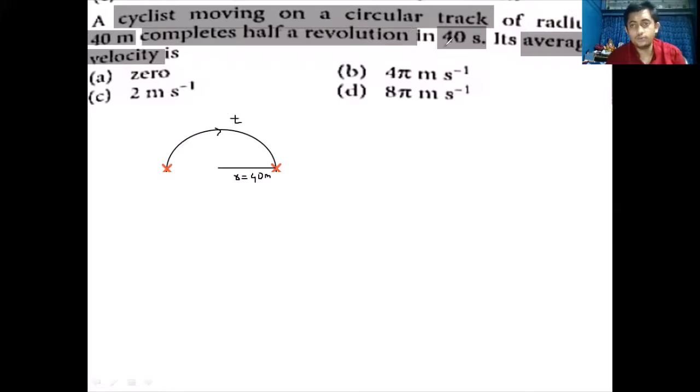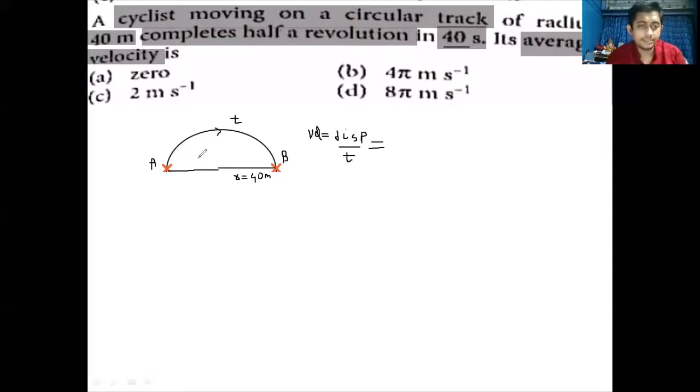So time is given to, that is 40 seconds. What is the average velocity? Now velocity, dear students, is nothing but displacement upon time. So velocity is displacement upon time. So what is the displacement that the cyclist has made? So the cyclist is going from point A to point B. So as the cyclist is going from point A to point B, we will say that the displacement of the cyclist will be the diameter of the semicircular path.